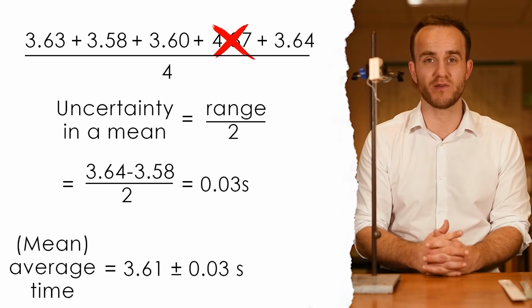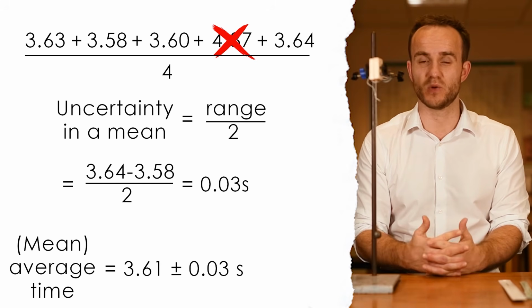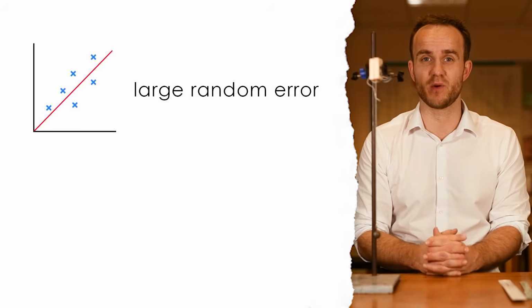If you're drawing a graph of your results and you find that all of your points are all over the place and they don't sit on the line of best fit very well, that means that you had a lot of random error in your experiment.